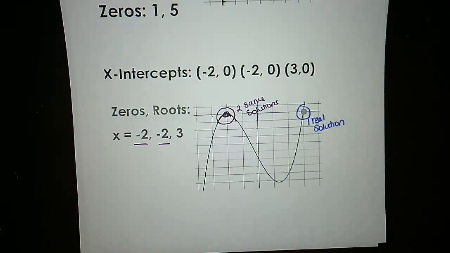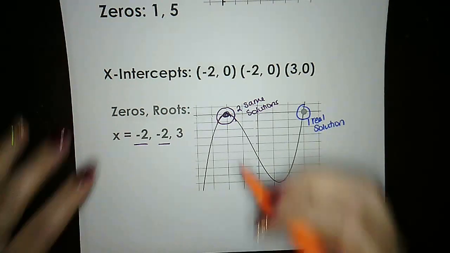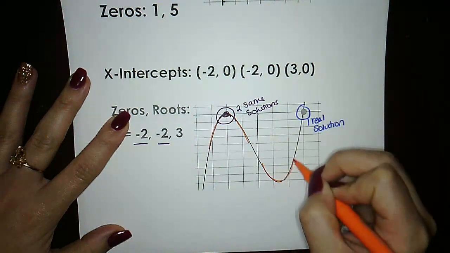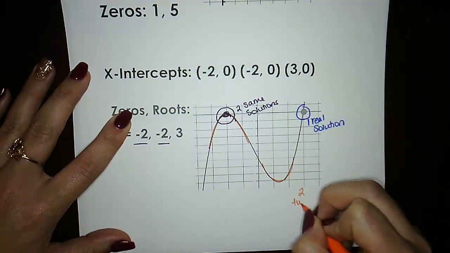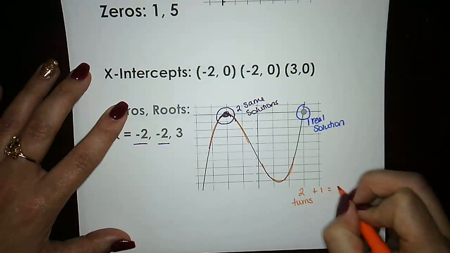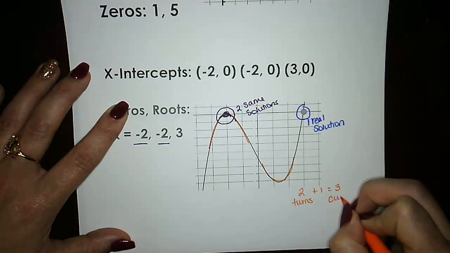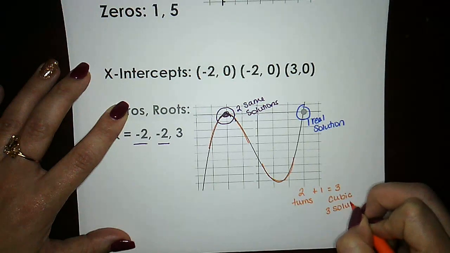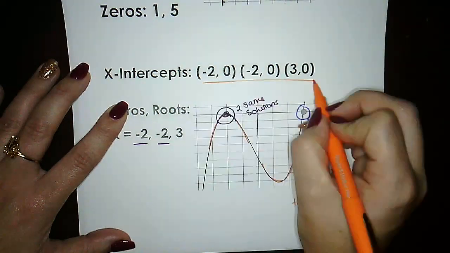The amount of turning points will define what kind of function it is and how many solutions it's going to have. So we see that this function turns once and twice. So we have 2 turns, and you're always going to add 1 to that turning point. So this is a total of 3. This is a cubic function, and it's going to have 3 solutions, which is what we have up here.